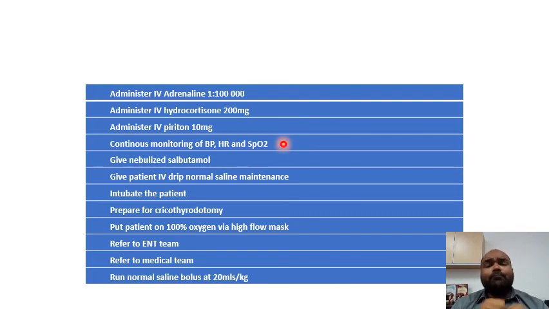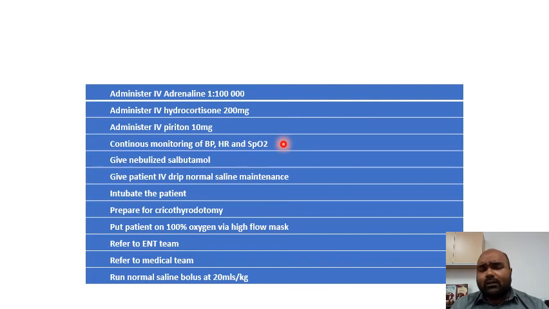Nebulized salbutamol. Okay, nebulized salbutamol is correct to a certain extent because when you give salbutamol, it works on the beta-2 receptors, so you can cause airway relief. But salbutamol does not have an effect on the heart and on the peripheral vessels. Okay, maybe in very, very high doses, but that's it. Nebulized salbutamol is not the standard therapy.